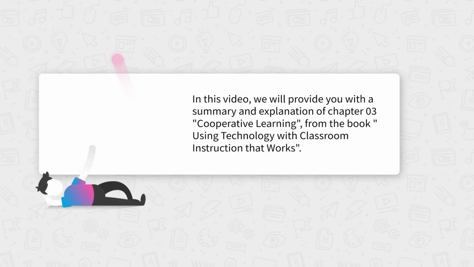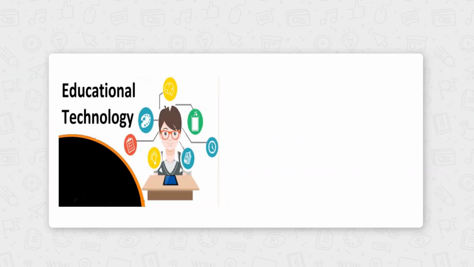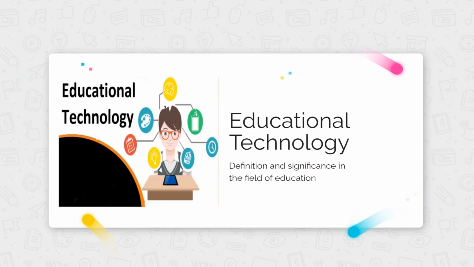In this video, we'll also provide you with a summary and explanation of Chapter 3, Cooperative Learning. But before doing so, please bring a sheet of paper and try to define it according to your own understanding and knowledge. What do you think cooperative learning is? Then at the end of this video, you will compare your answer according to the knowledge you have learned and gained. Before moving any further, we need to first get to know educational technology. We need to define it and see its significance in the field of education.